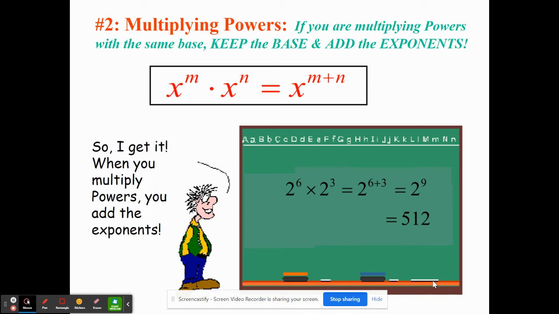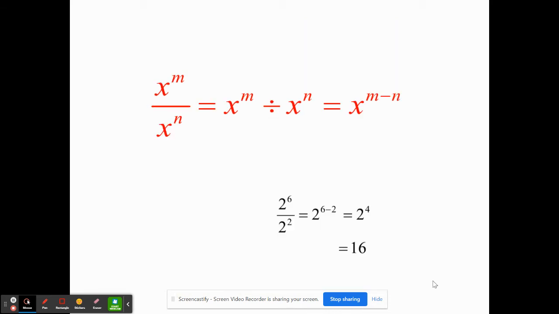When you multiply powers, you add exponents as long as the bases are the same. So in this case, they were both an x or they were both a 2. If that changes, then this rule does not apply.